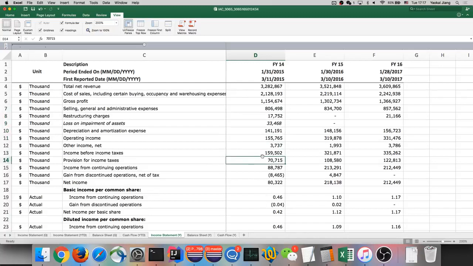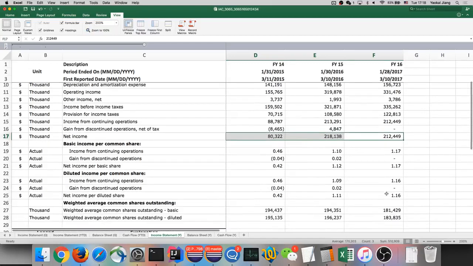And earnings before income taxes is just that. Then the provision for income taxes is how much tax I estimate I owe, and income from continuing operations is basically the income before tax minus the tax. Gain from discontinued operation, net of tax, is what shows up if I shut down some division and may or may not have made some money out of it. Typically it will be either very small or zero. And then net income is how much money you actually made.